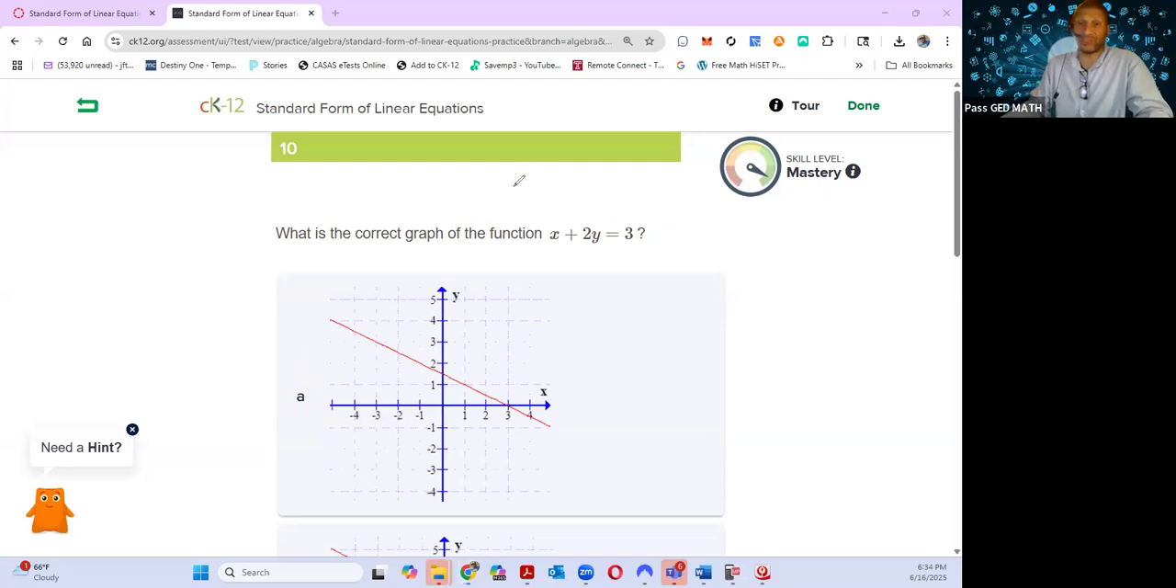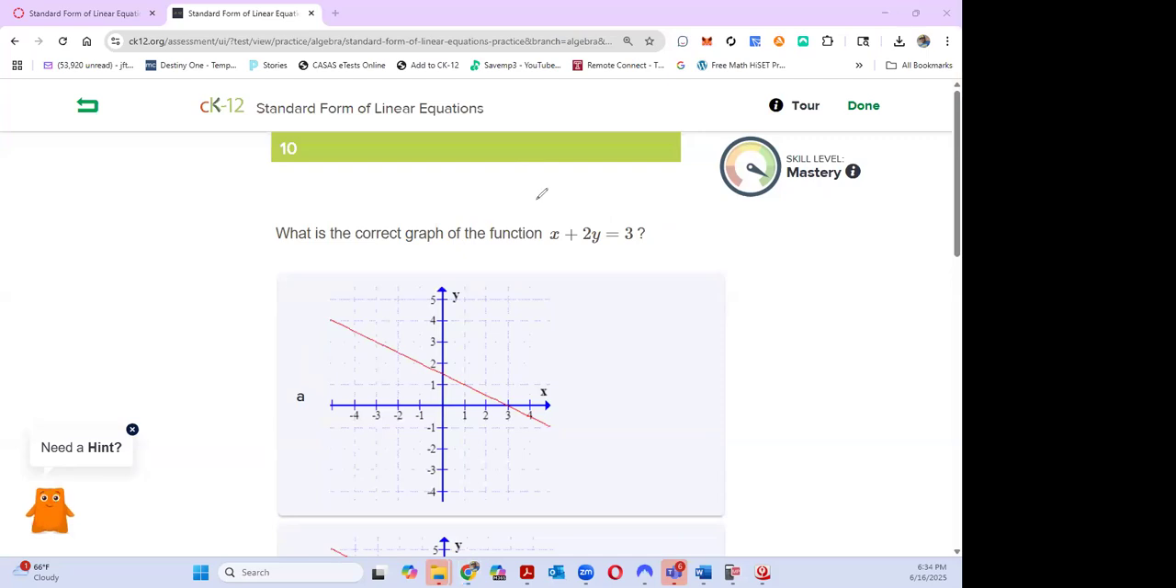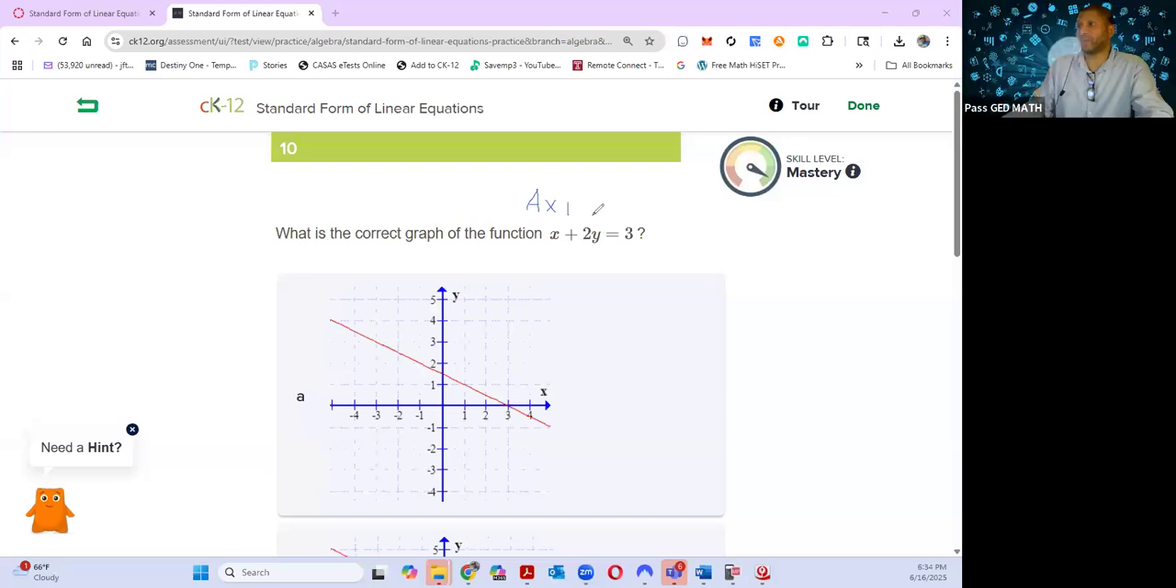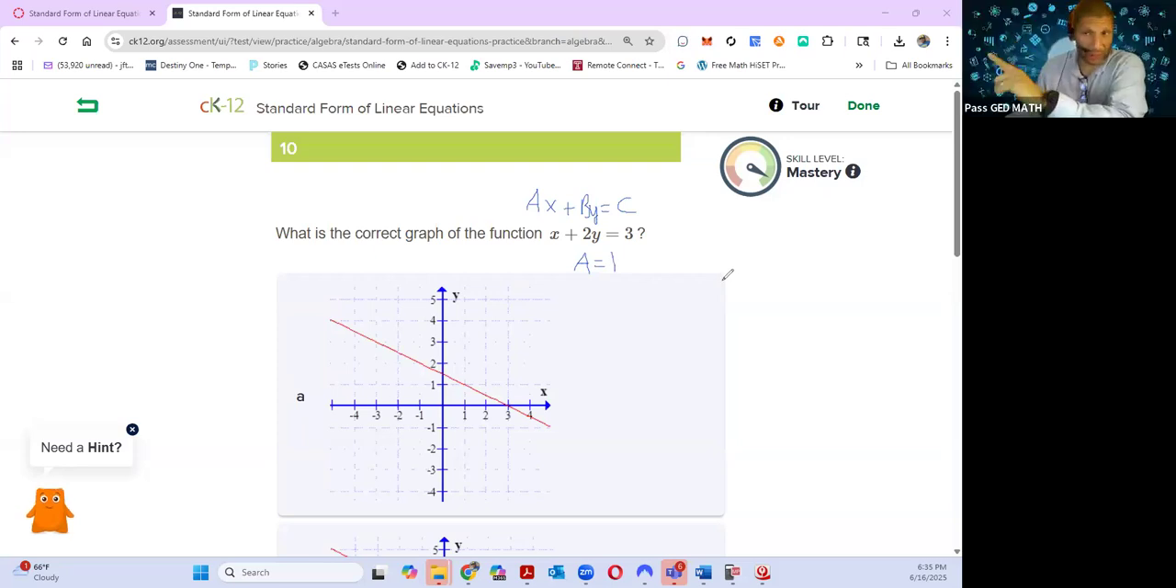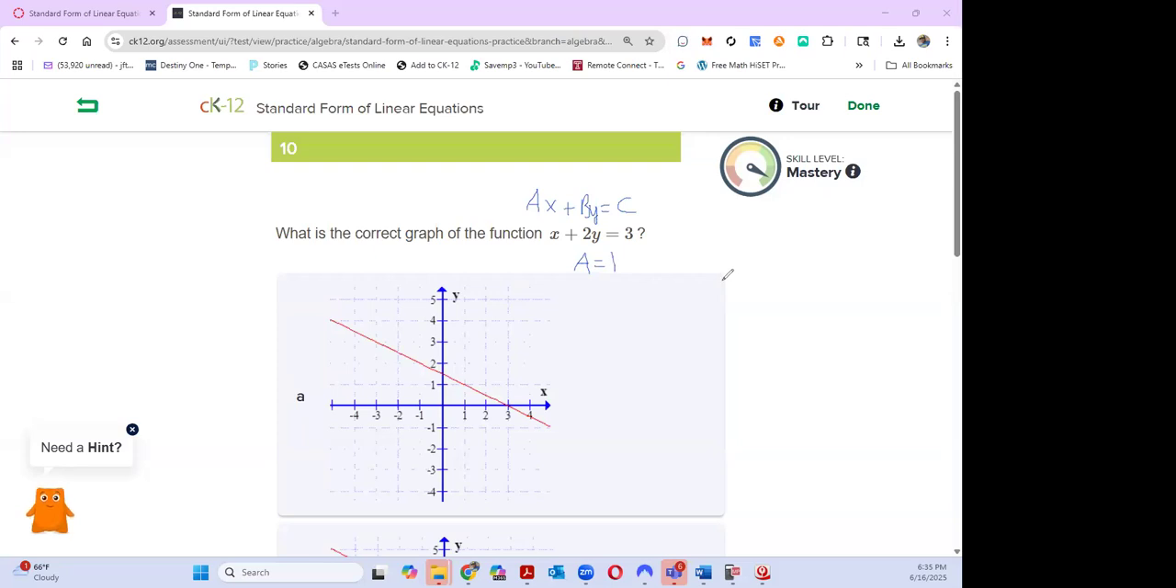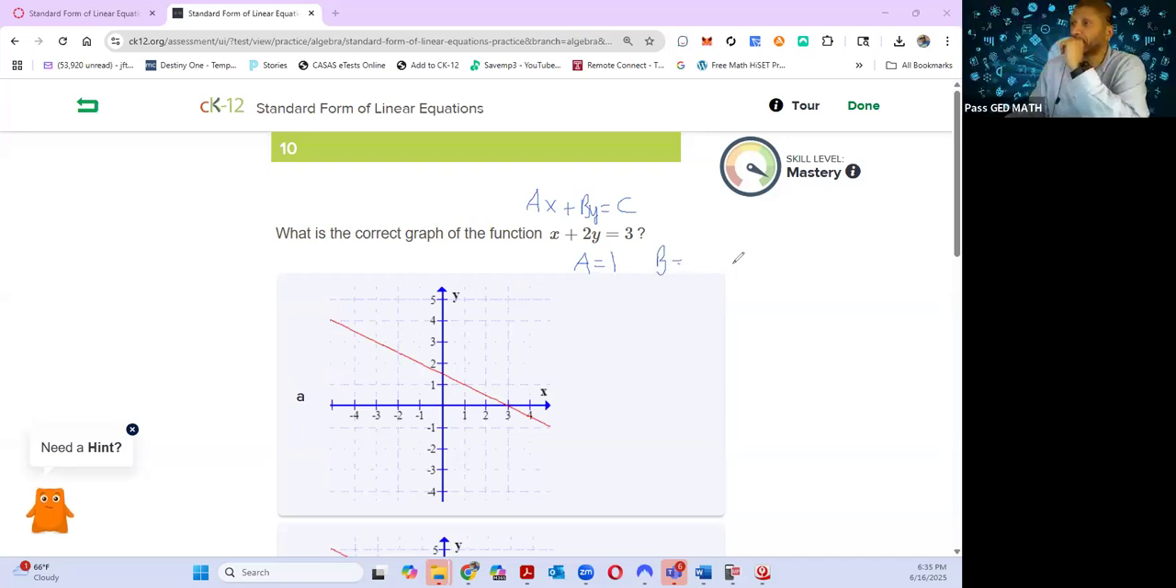Can anybody tell me what standard form is? AX plus BY equals C. My A is what? It's 1. You should always have a number. If you don't see a number in front of a variable, the coefficient is 1. My B is what? 2. My C is what? 3.